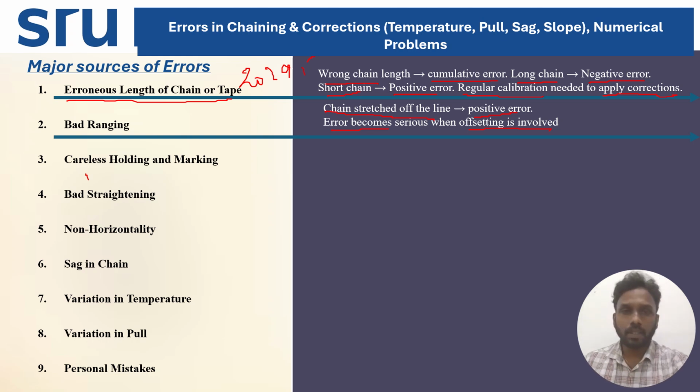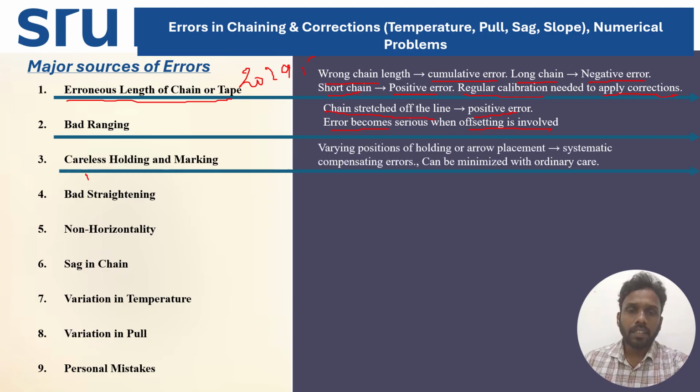Next one is careless holding and marking, right? So when you're holding your chain in a careless way and your marking is not done in the precise way or as per standard, that leads to error on your chain. So this is caused by varying the position of holding an arrow or a placement. Okay. So you have to place exactly on top of your survey station. If it is not placed exactly on top, you are offsetting some distance, and that leads to error on your mapping and measurements. So this is a systematic compensating error because you'll notice well in advance.